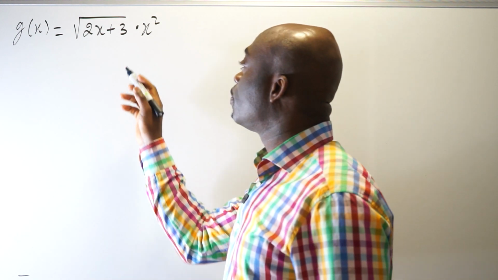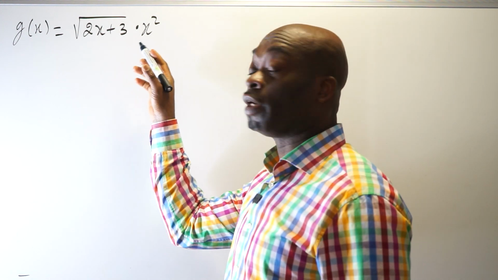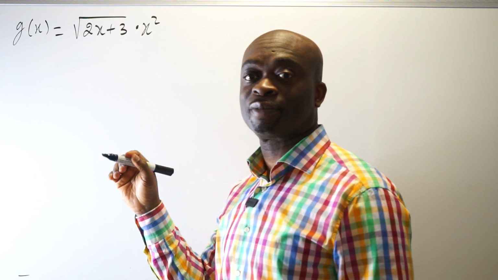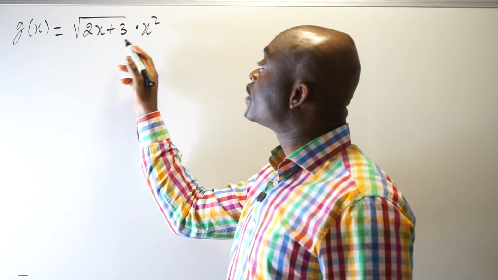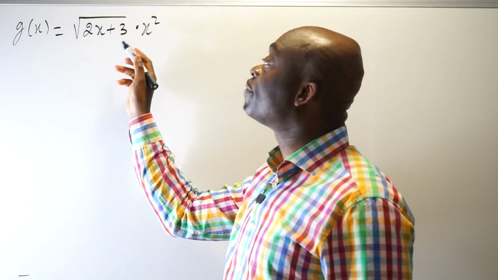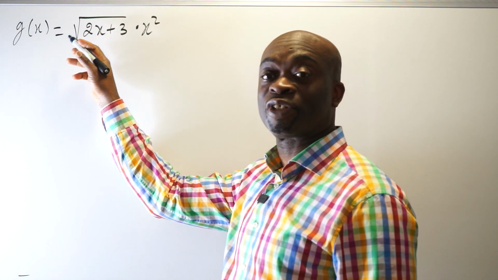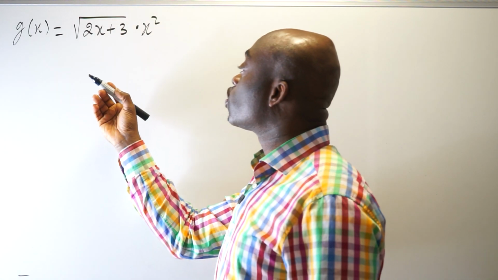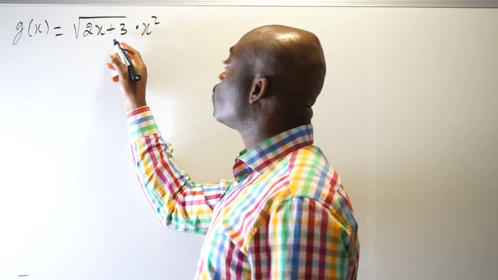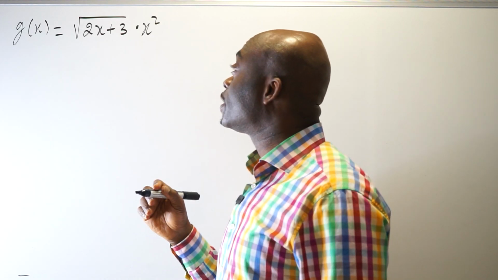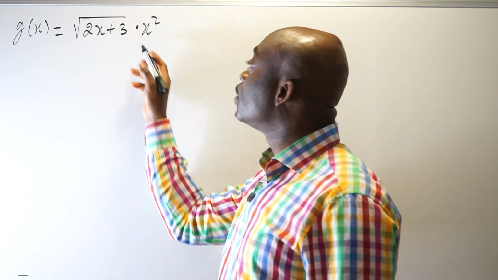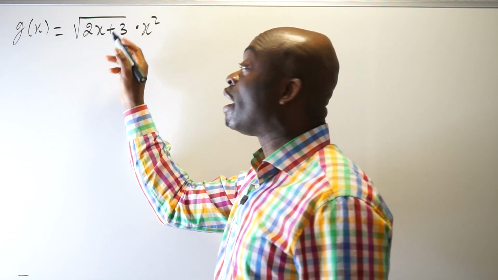Let's solve for the derivative of the product of two functions. All right, let's solve for the derivative of the product of two functions here, which is g of x equal to the square root of 2x plus 3 times x to the second power. So the first thing that we can do is rewrite this problem here.